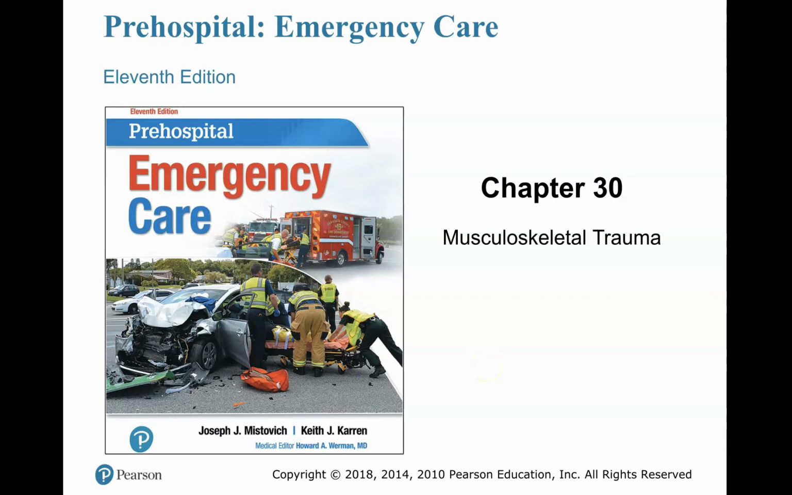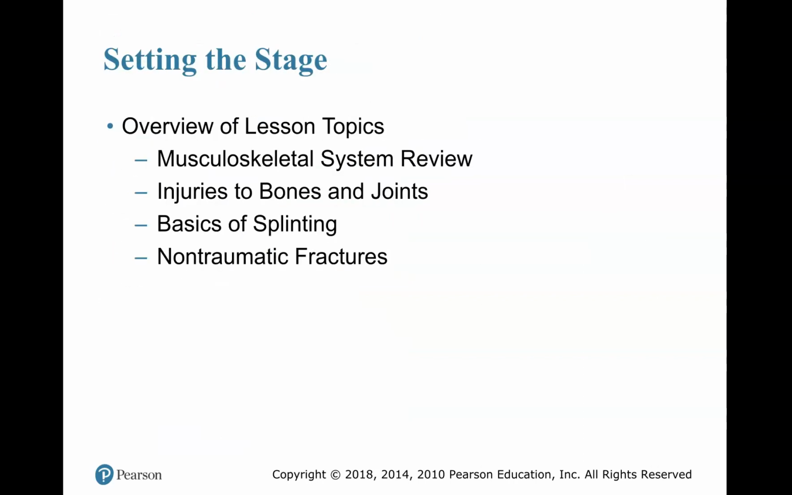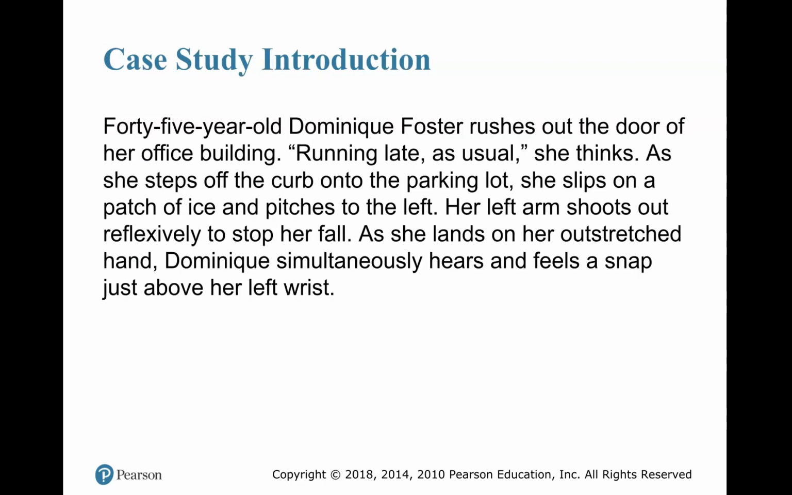Okay, welcome back. Chapter 30, Musculoskeletal Trauma. I'm just going to warn you ahead of time, it's hard for me to say musculoskeletal, so I'll either slow it down or mispronounce it quite a bit. Overview, Musculoskeletal System Review, Injuries to Bones and Joints, Basics of Splinting, and Non-Traumatic Fractures.